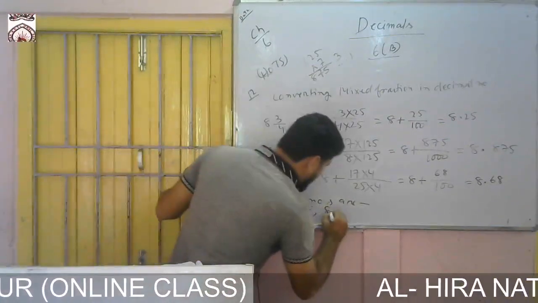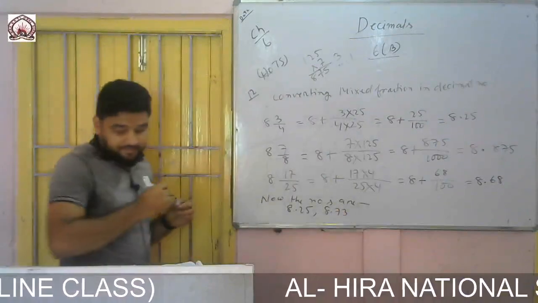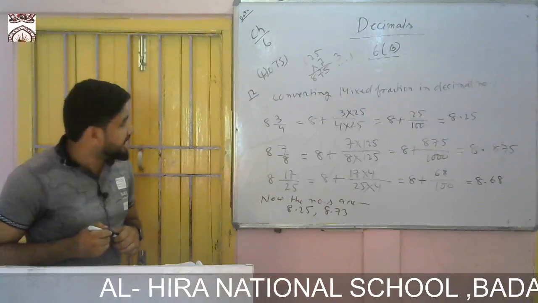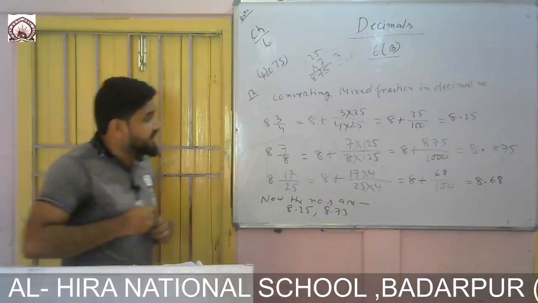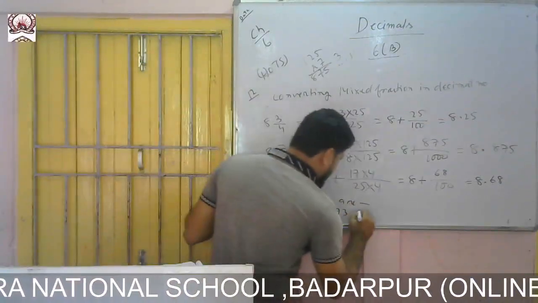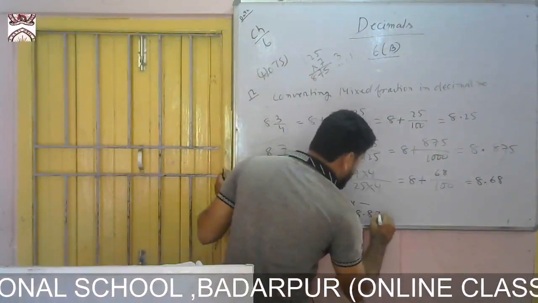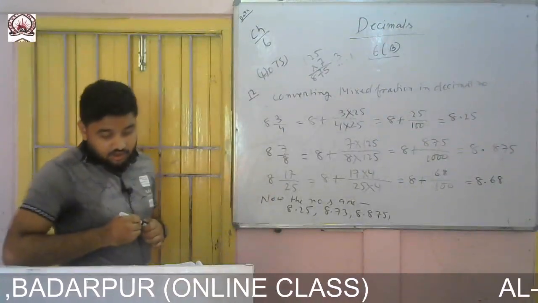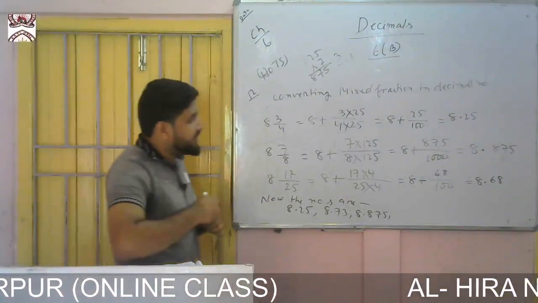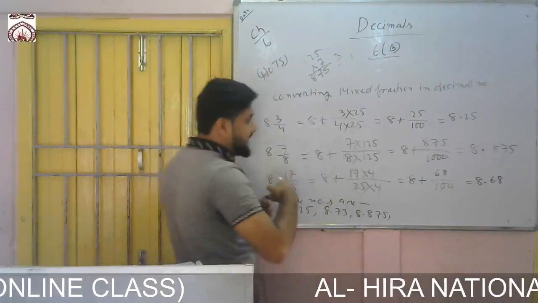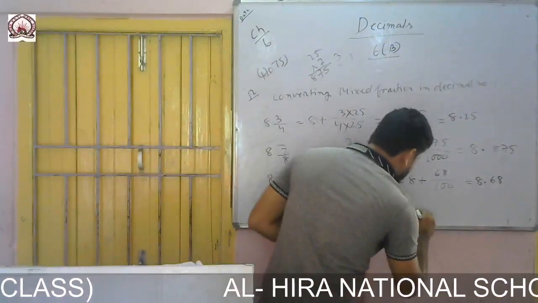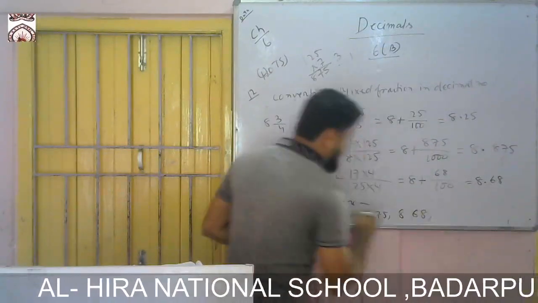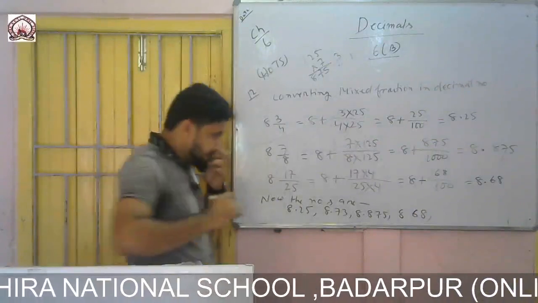Then the next number is 8.73. Okay. Now 8 7 by 8, it is 8.875. Next, 8 17 by 25 means 8.68. Then the last one is 8.69.